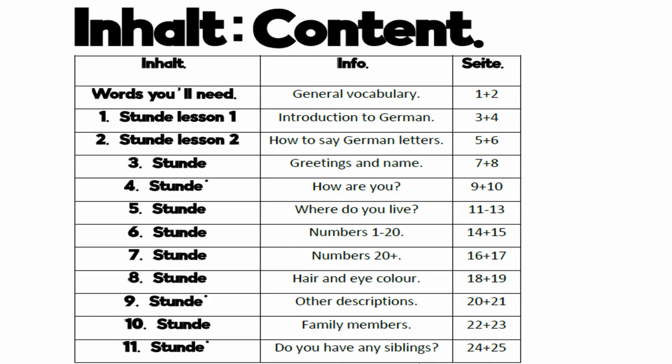We're going to start then with lesson 8 or Stunde, and it's about hair and eye colour, so describing yourself and what other people look like as well. It's on pages 18 and 19 in your orange booklets. Most of the tasks can be done in your booklet today, but some of them will need to be done in your book or on paper.